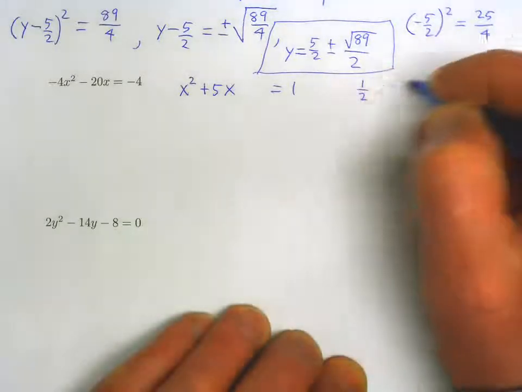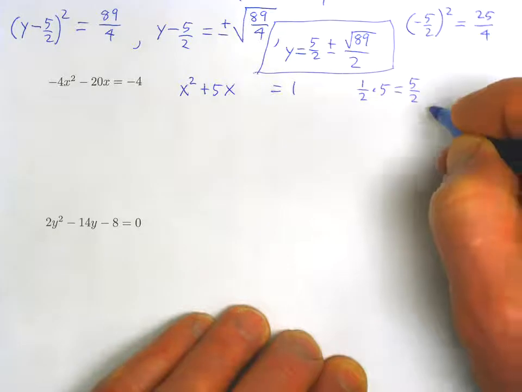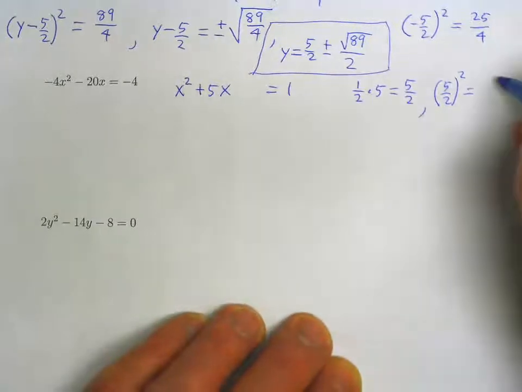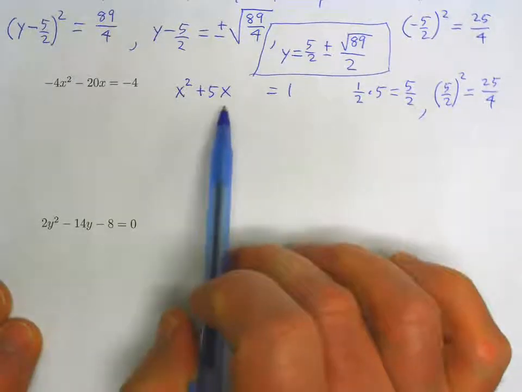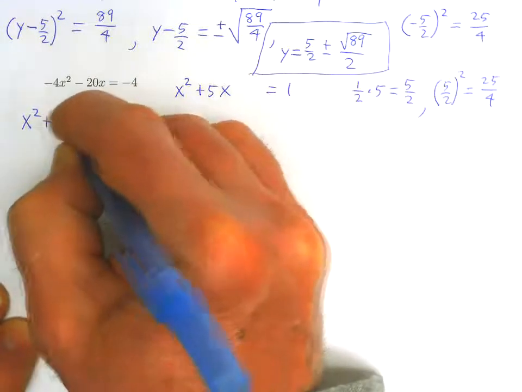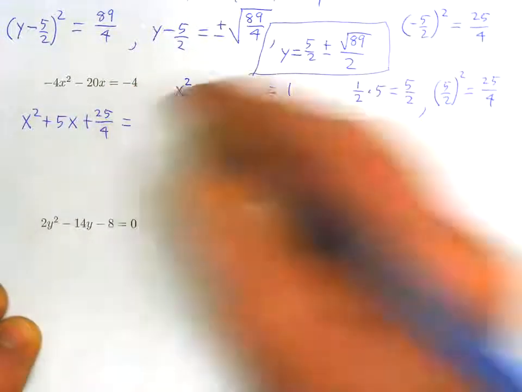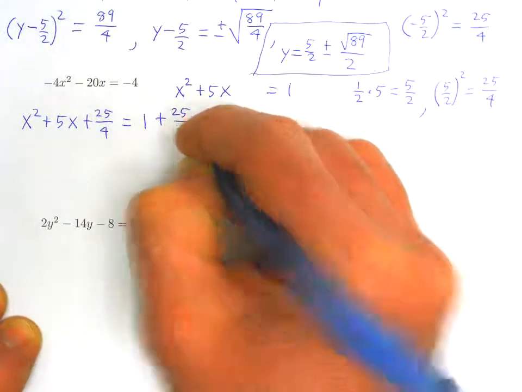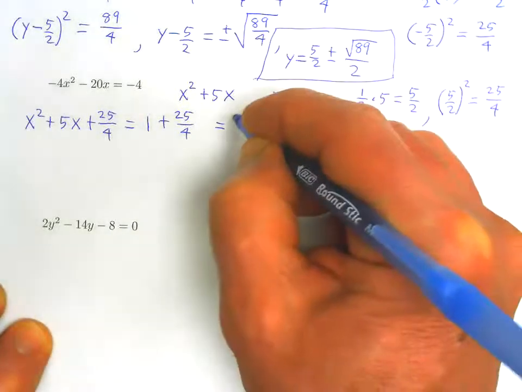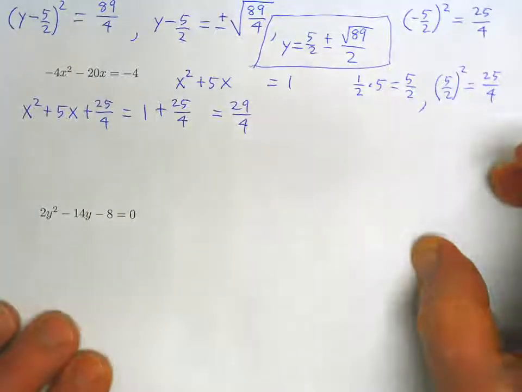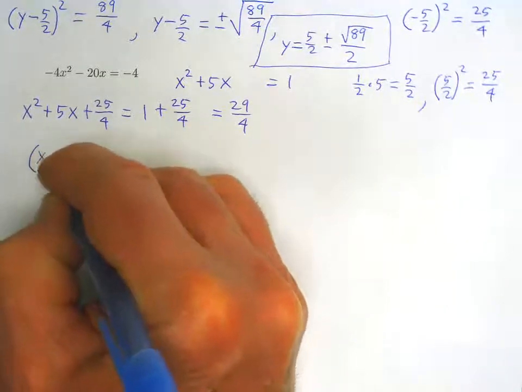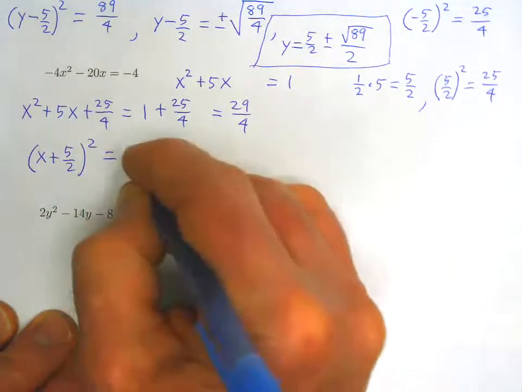Now we take 1/2 of the coefficient of x. 1/2 of 5 is 5/2. Then we square that number, 5/2 times 5/2, so it's 25/4. We're going to add 25/4 to both sides of this equation, and we'll get x squared plus 5x plus 25/4 equals 1 plus 25/4. Think of 1 as 4 over 4. 4 over 4 plus 25 over 4 is 29 over 4. And the left-hand side is a perfect square trinomial, so it's equal to the binomial x plus 5/2 quantity squared. That's equal to 29/4.